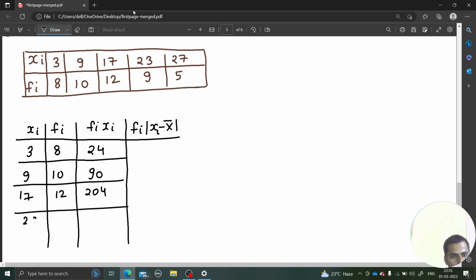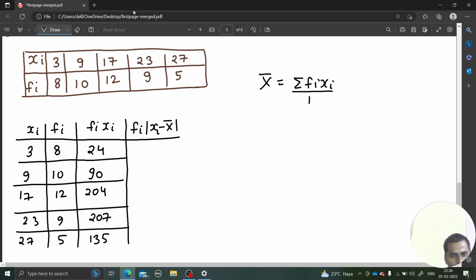Then 23 and 9, 207, and finally 27 and 5, this is going to give us 135. Now your mean will be nothing but summation fi xi divided by n, as I have studied in earlier classes also. So summation fi xi, let's calculate this.